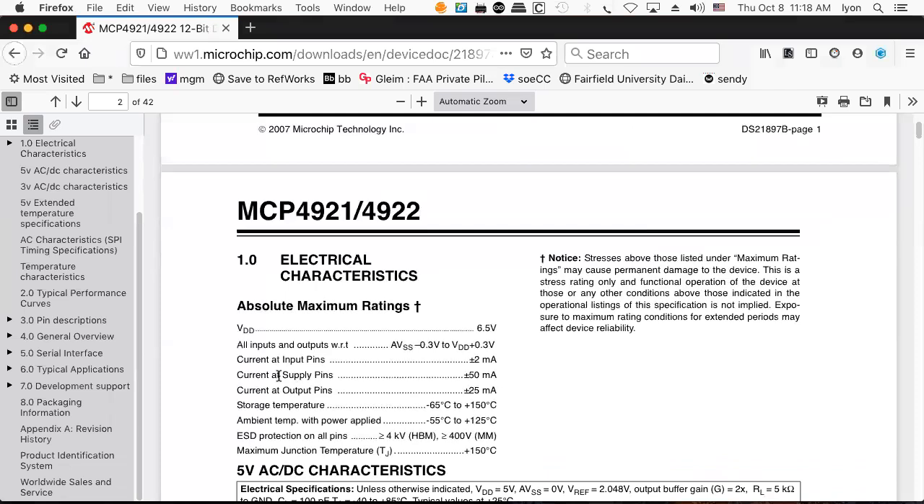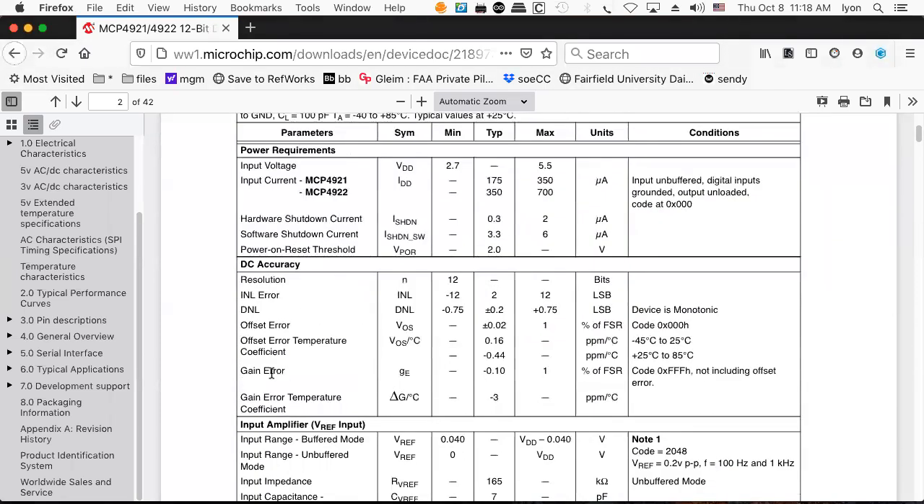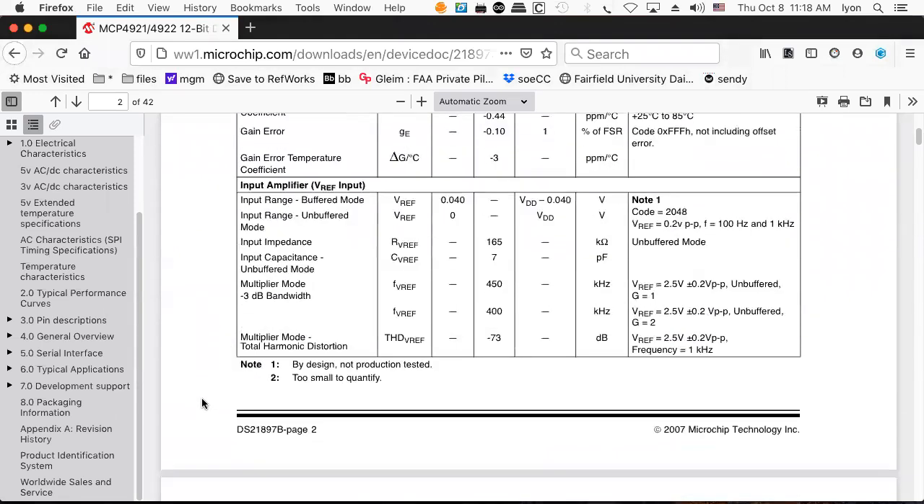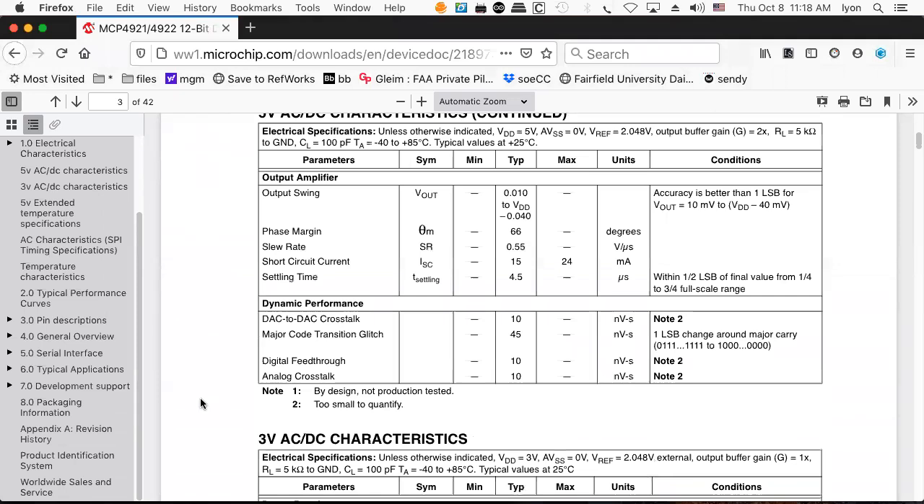So that's that. Let's see, what else can I tell you about this? The rest of it is kind of like details. This thing takes microamperes. It's got very high resolution, 12-bit resolution. It's just like a nice DAC for what they give you.